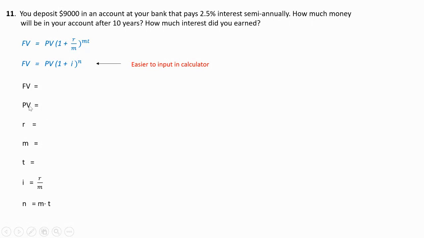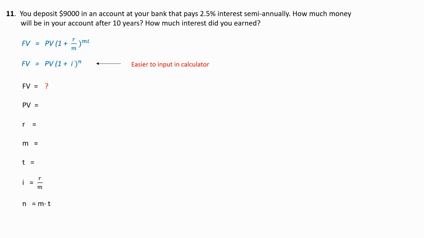So we have to find my future value, my present value, my interest rate, how many times it's compounded per year, my time, and the I is R divided by M, and my N is the same thing as M times T. Okay, so let's see what they're looking for here. They're saying how much will be in the account after 10 years, right? So we're looking for the future value.